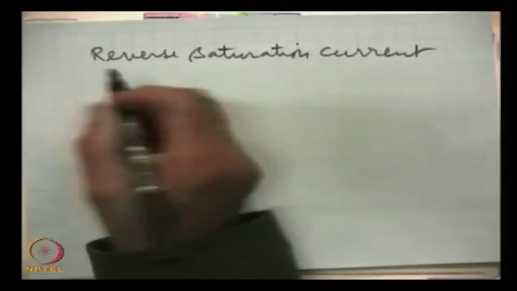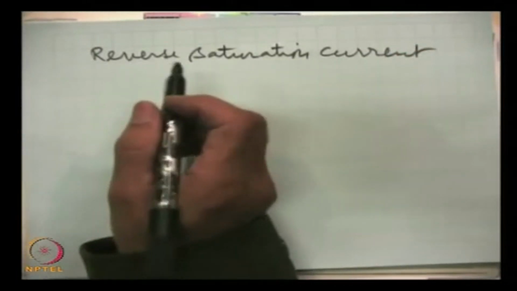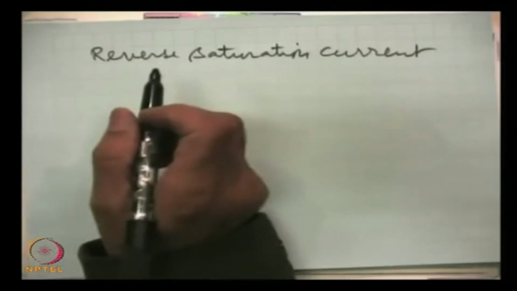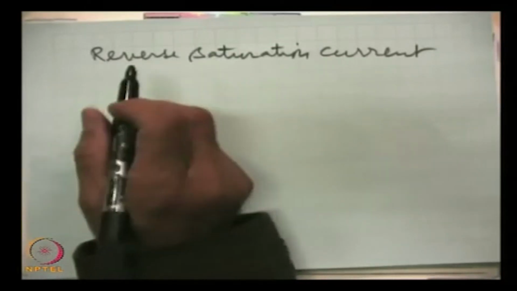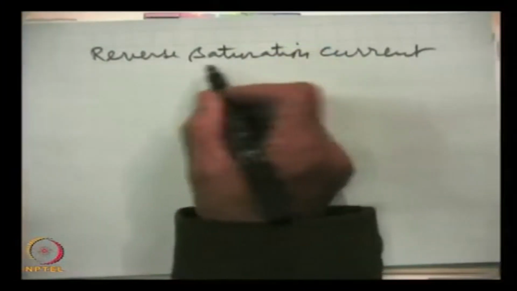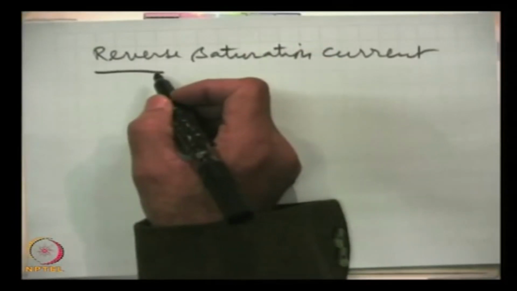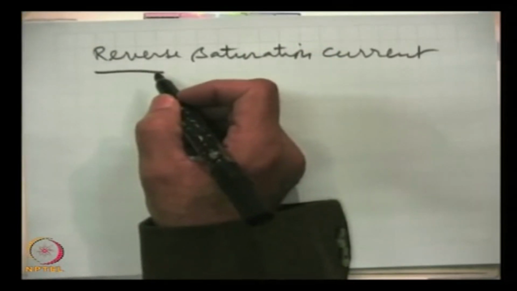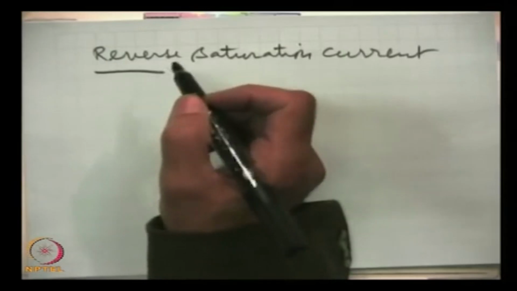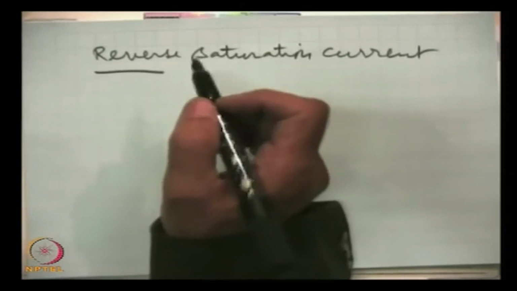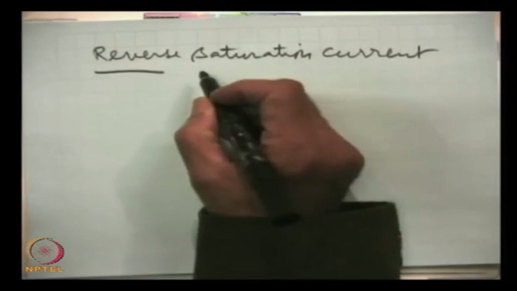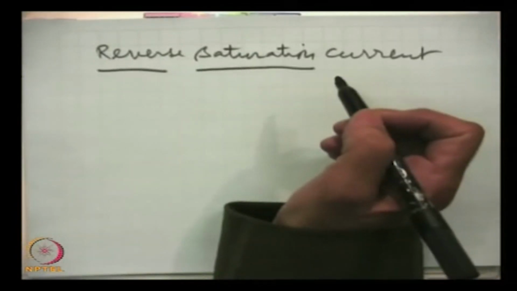Reverse saturation current comes from the minority charge carriers: the electrons on the p side and the holes on the n side, which are within the depletion region or around the junction. We have said it is reverse, and I explained that the direction of this current is opposite to the direction of the current in the forward direction.